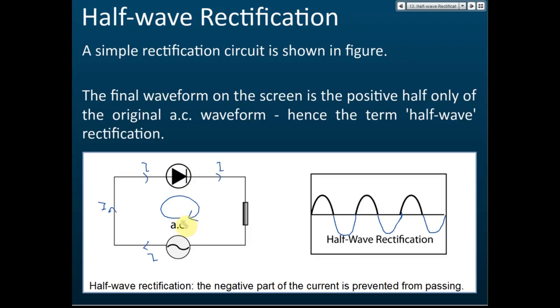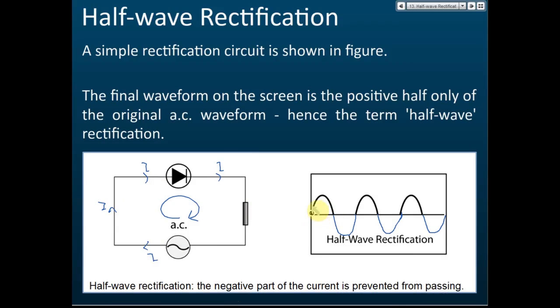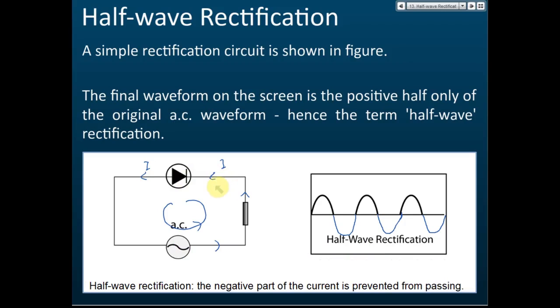So when the current moves clockwise, it's forward bias, and the current can flow. Then how about reverse bias, if it flows counterclockwise? When it flows counterclockwise, the direction of the arrow in the diode is opposite to the direction of the current, and this is reverse bias. Reverse bias means no current flow.